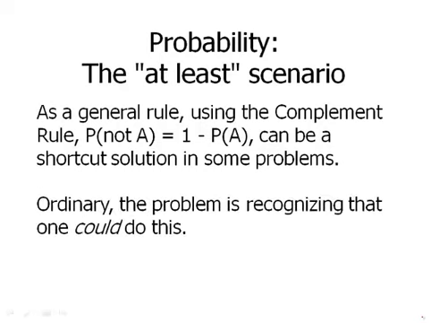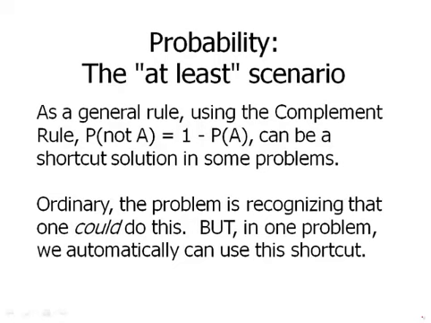And I'll say right now, ordinarily, the hard thing about using it as a shortcut is recognizing that one could do this. We read the problem and then we have to have the insight, oh wait a second, maybe it would be easier, instead of calculating directly what they're asking, to calculate the probability that it doesn't happen and then subtract that from 1. So once you recognize that, then the complement rule will save you time, but you have to have that recognition.